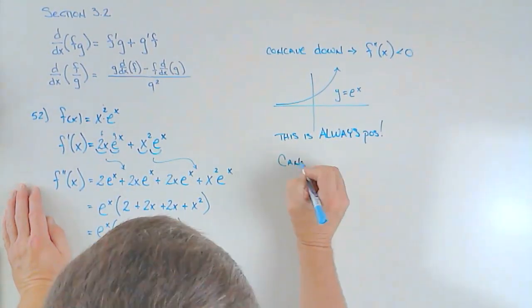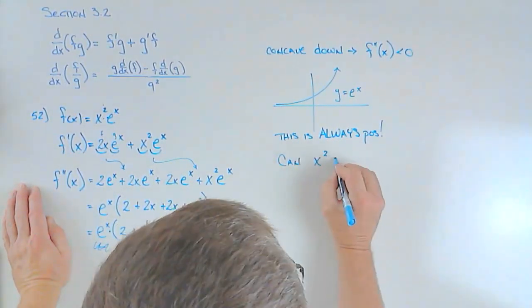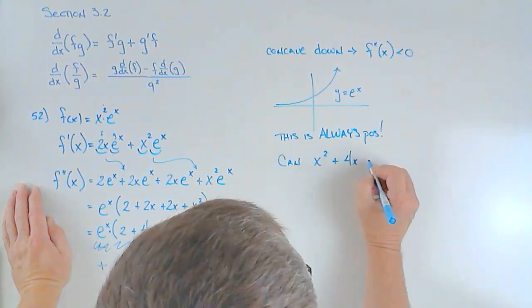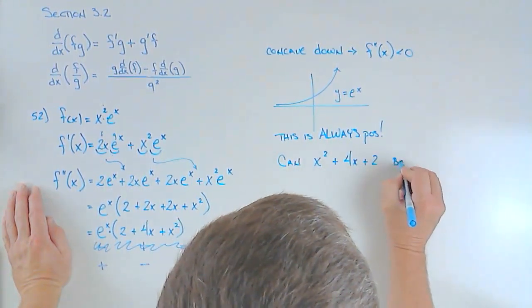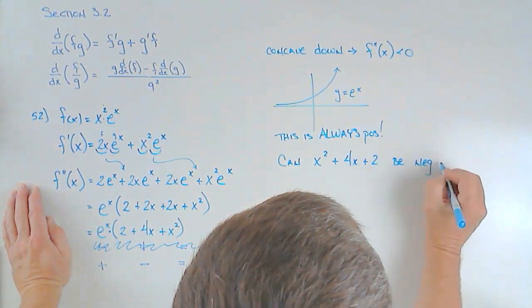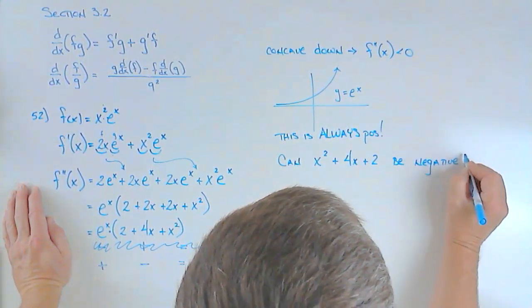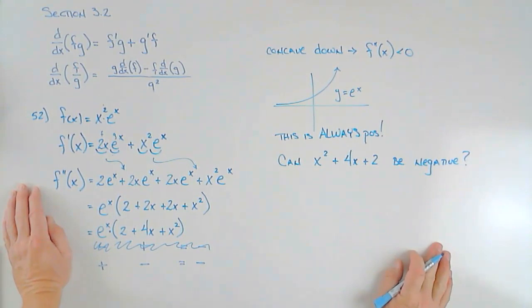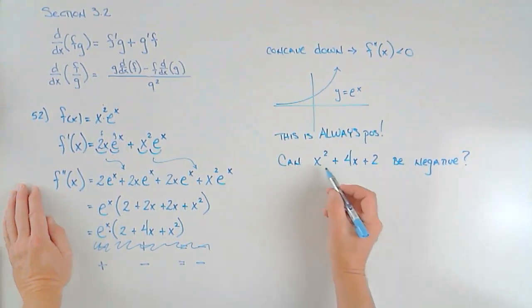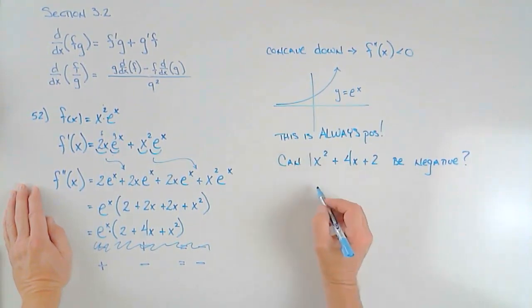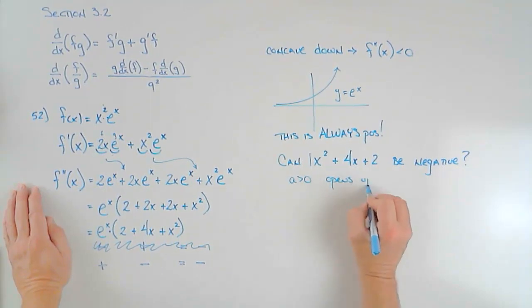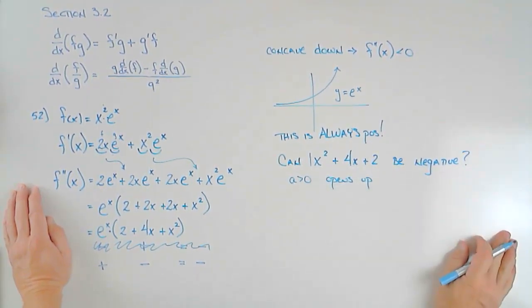Can x squared plus 4x plus 2 be negative? Right? That's what we're asking ourselves. And so how are we going to answer that? Well, one way is to graph that parabola and see when it's below the x-axis. This is clearly a parabola that opens up, right? That's a right there. A is greater than 0, so it opens up.